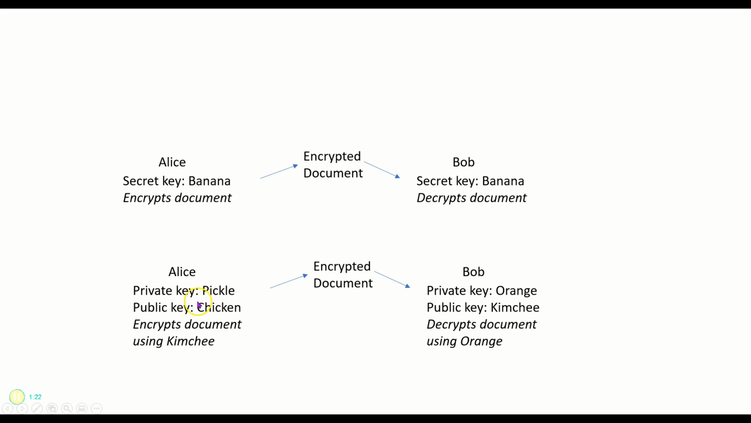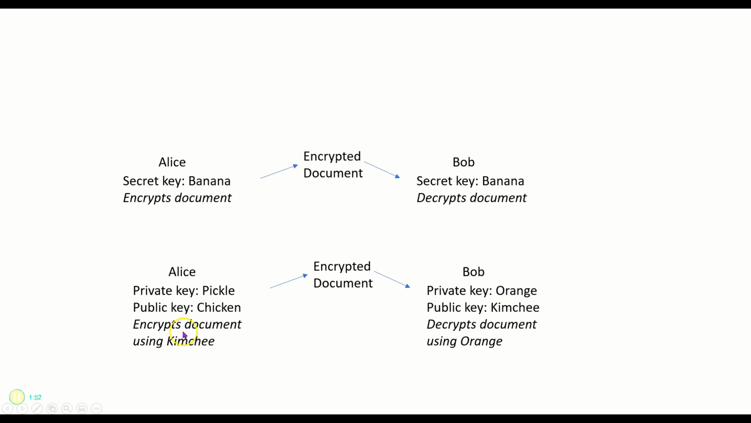It's called a key pair, and Alice here has a private key, pickle, and a public key, chicken. Now anything encrypted with pickle can be decrypted with chicken, and anything encrypted with chicken can be decrypted with pickle. Same thing over here, only we have orange and kimchi for Bob. So apparently Bob likes kimchi. I don't know. So he has a public key and a private key. Now the public key can be shared across the internet because we don't care in this type of encryption.